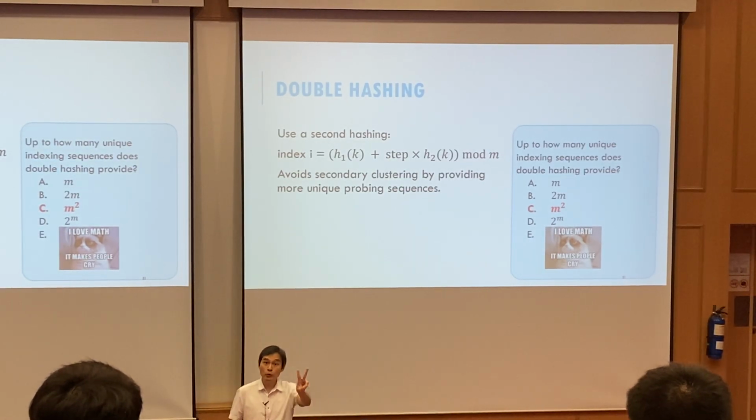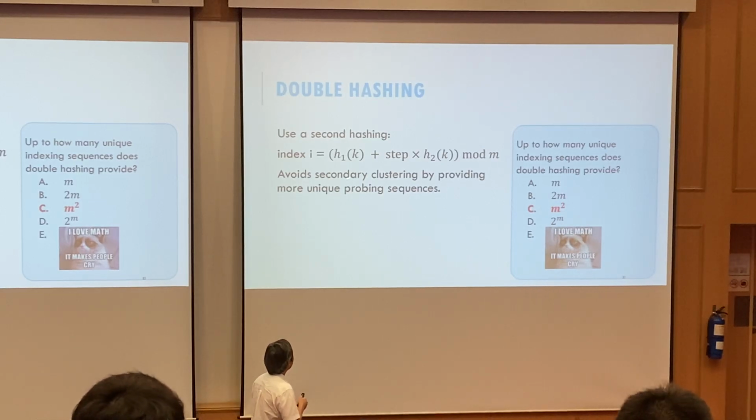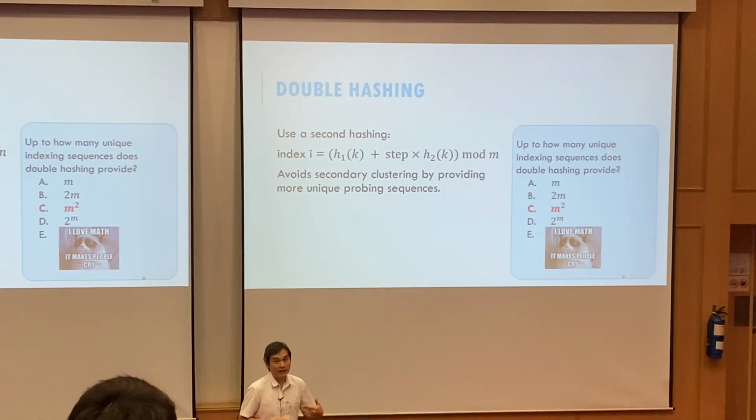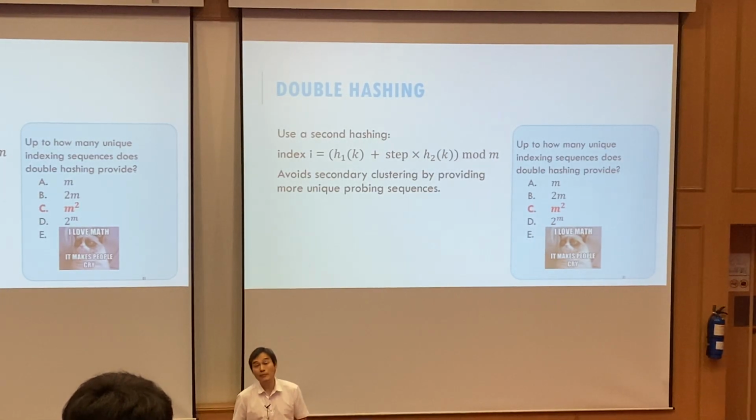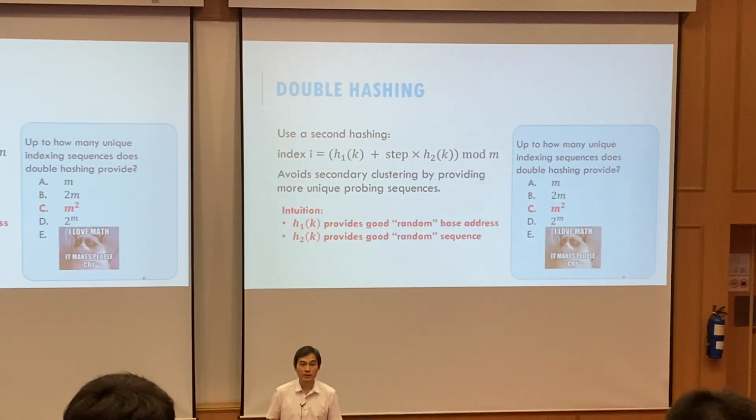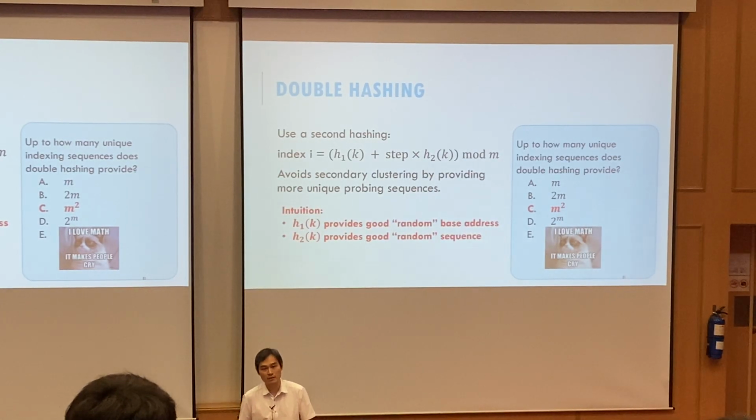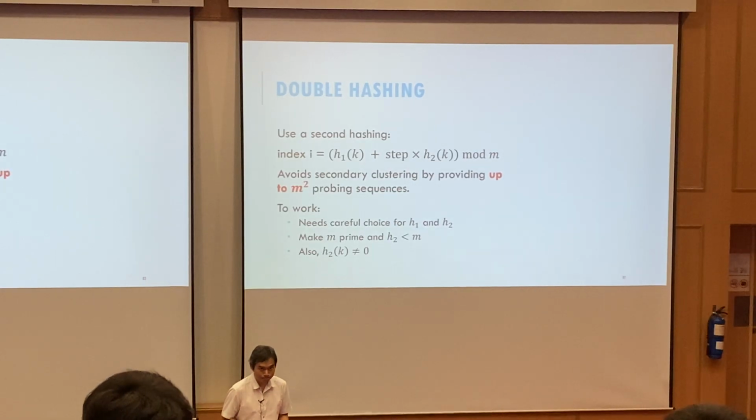Double hashing makes use of 2 hash functions. The first is to give you this base address, and the second is to figure out your step size. Right? This gives you up to m squared sequences, which is very nice. Okay, so this is what we were trying to gun for.